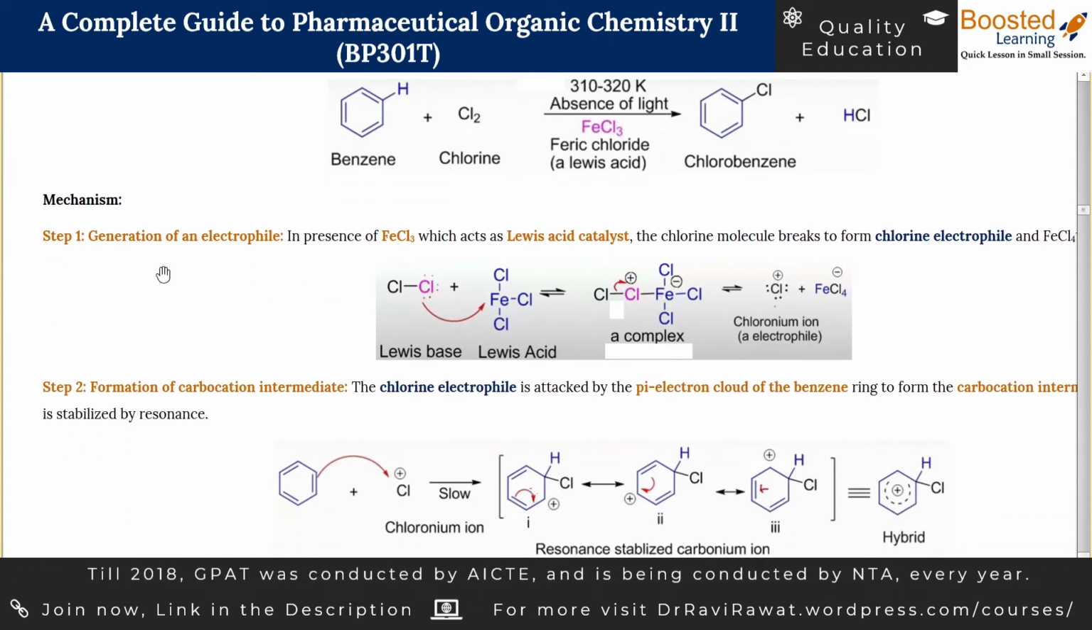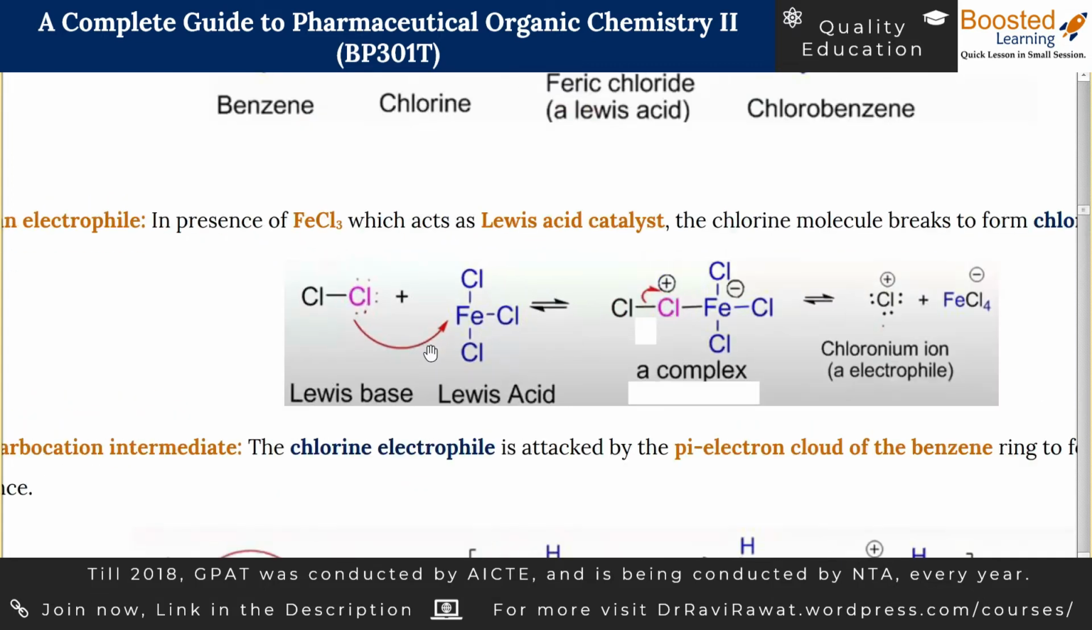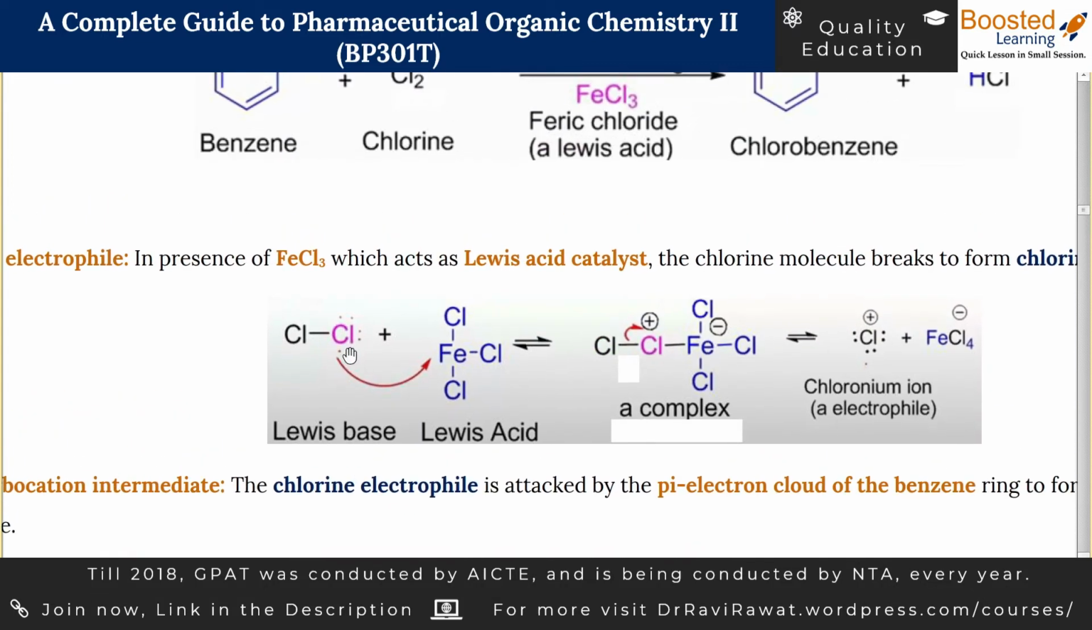The first step is going to be the generation of the electrophile. So the chlorine molecule is going to come in contact with the Lewis acid, which is iron trichloride here. What will happen? The lone pair of the chlorine atom will be donated to the iron atom because it is going to act as a Lewis acid. It is accepting the electrons. This is the property of a Lewis acid, and the chlorine is going to act as a Lewis base.